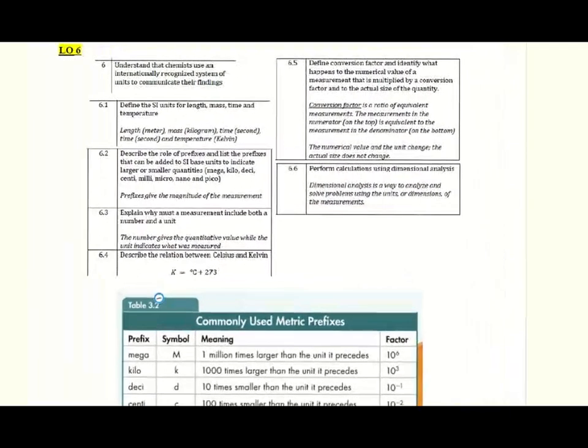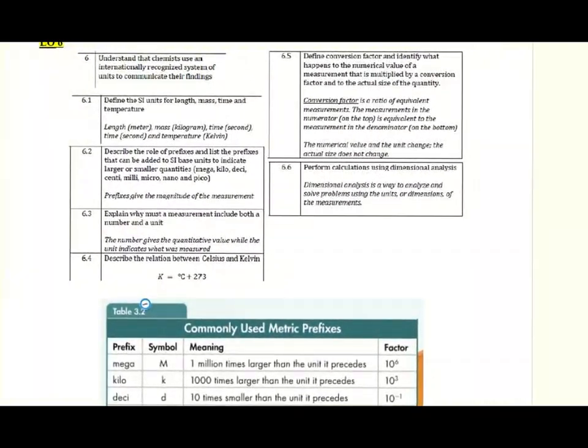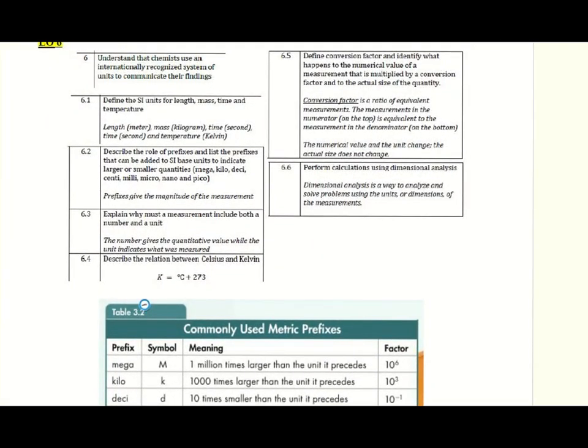Here in Learning Objective 6, you should learn about the SI unit. You all know that the SI unit for length is meter, for mass is kilogram, for time is second, and for temperature is Kelvin. And then describe the role of prefixes. It's very important because it adds a value to the unit you are measuring. It gives you the magnitude of the measurement. Prefixes are explained here.